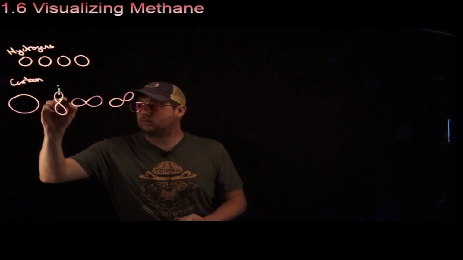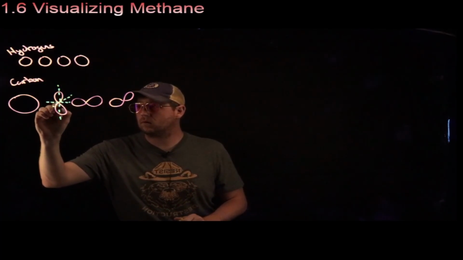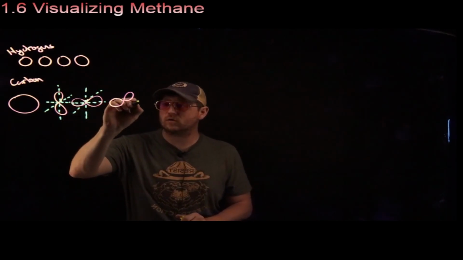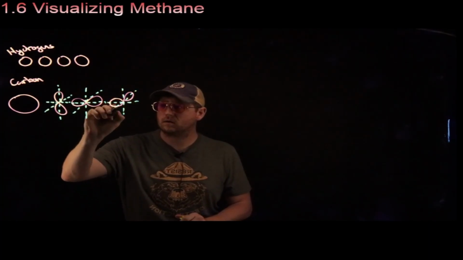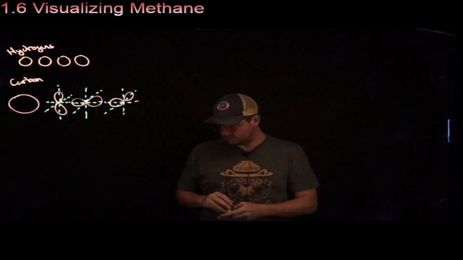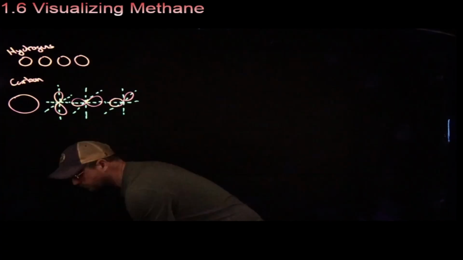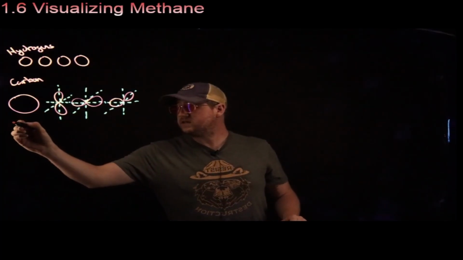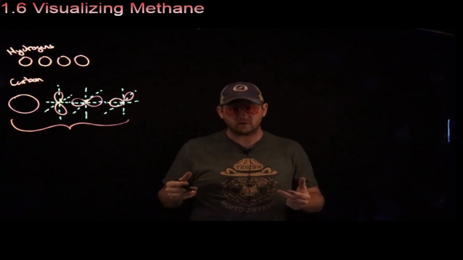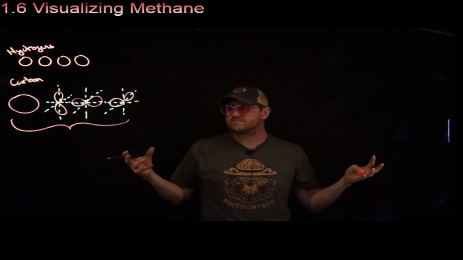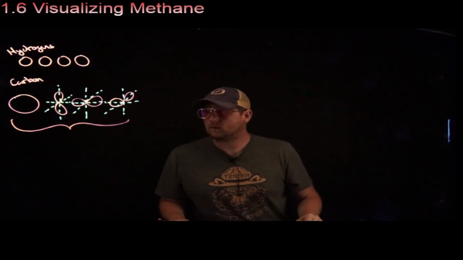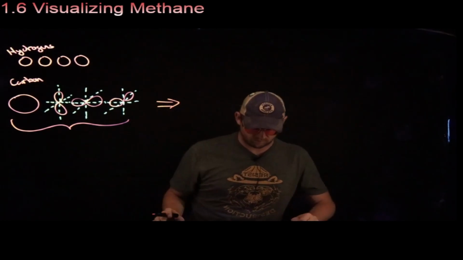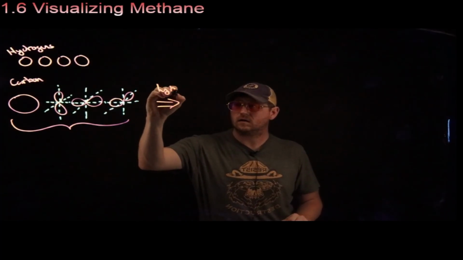Now, if we draw maybe some coordinates, Cartesian coordinates in here, might be a little easier to see the behavior of those atoms. And what we're going to do with these 4 orbitals is we're going to imagine that we just kind of smash them all together. And what comes out of that is this idea of hybridization.